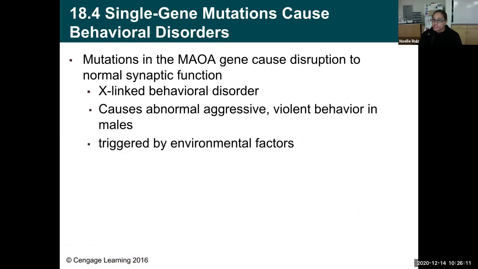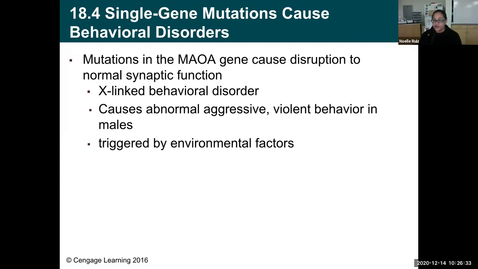Mutations in the MAOA gene, which is not a common one, cause disruption to normal synaptic function. It causes an X-linked behavioral disorder, and that disorder causes abnormal aggressive violent behavior in males. So sometimes aggressive violent behavior in males is actually genetic.